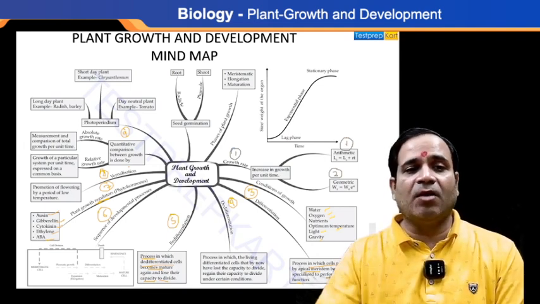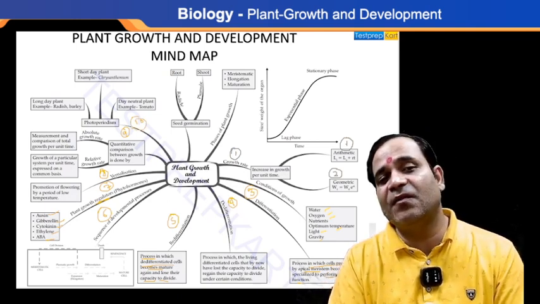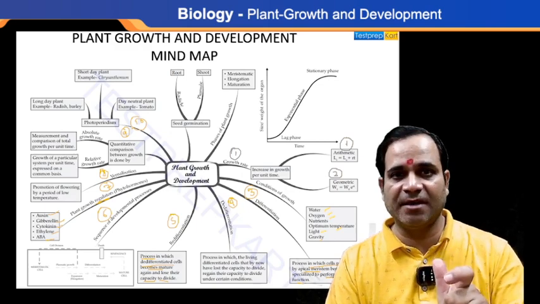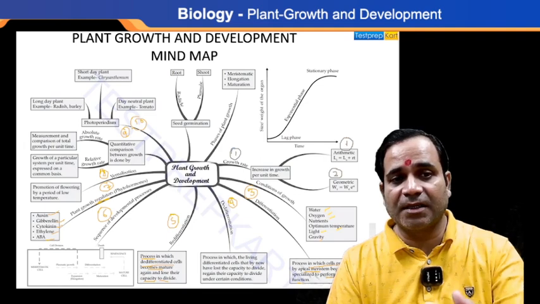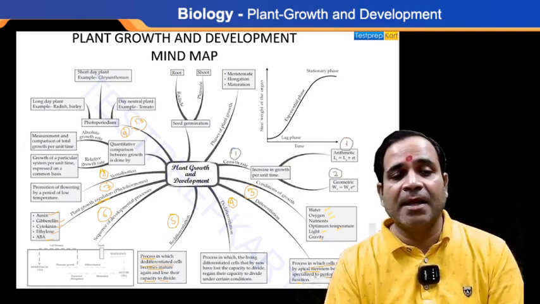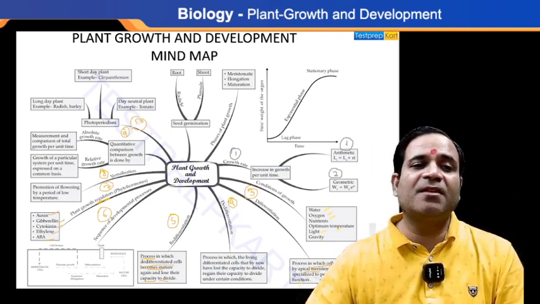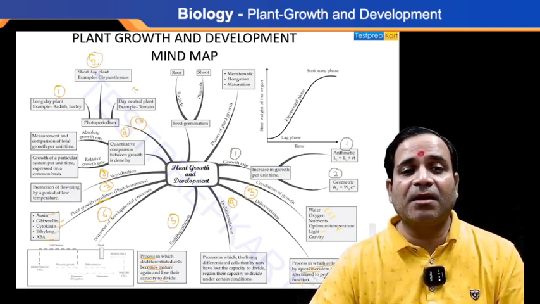Okay. Now, the next term that we should know is photoperiodism. You know the meaning of photoperiodism? Photo means light, period means duration. It means how much amount of light is required for giving flowers, my dear. So here the photoperiodism is classified into how many parts? 3. One is long day plant, second one is short day plant, and third one is day neutral plant, my dear.